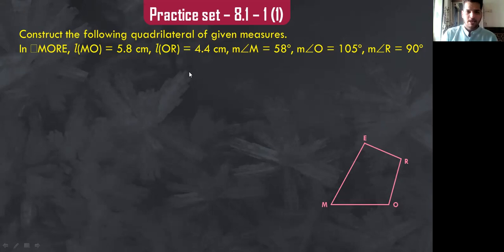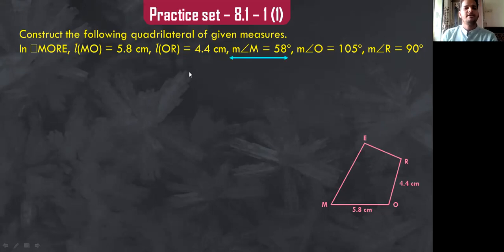Now, whenever you construct a quadrilateral, students, first of all, in the rough figure, fill in all the details. For example, what is the length of segment MO? It is 5.8 centimeters. So 5.8 we have written in the rough figure. Length of segment OR is 4.4 centimeters. So segment OR will be labeled as 4.4 centimeters.